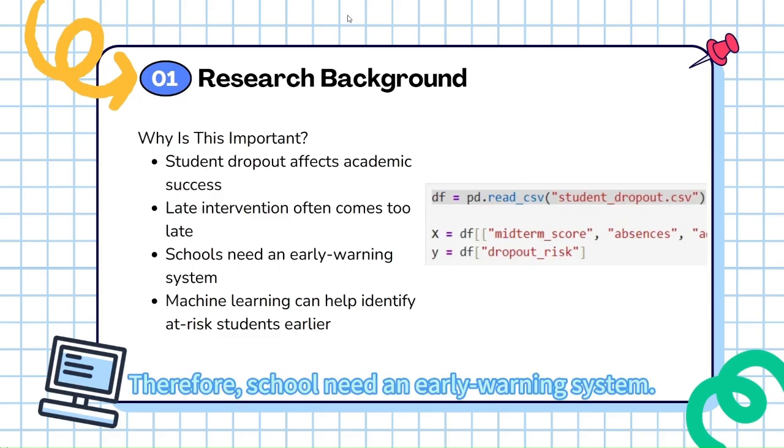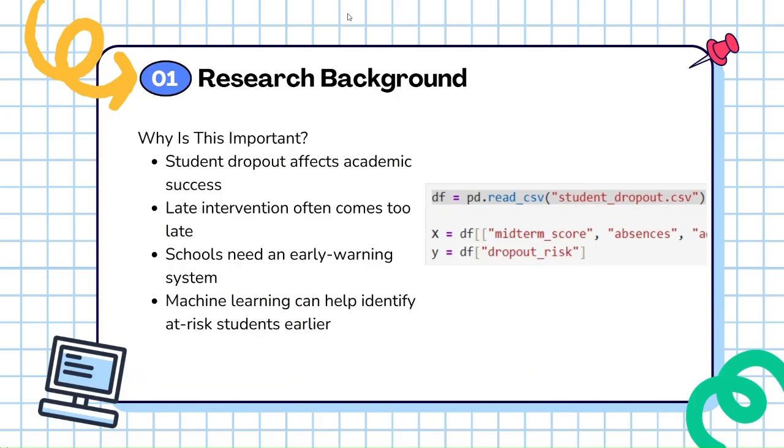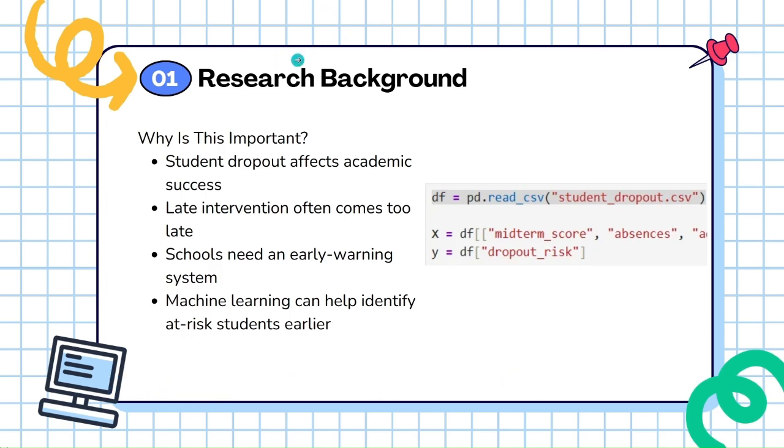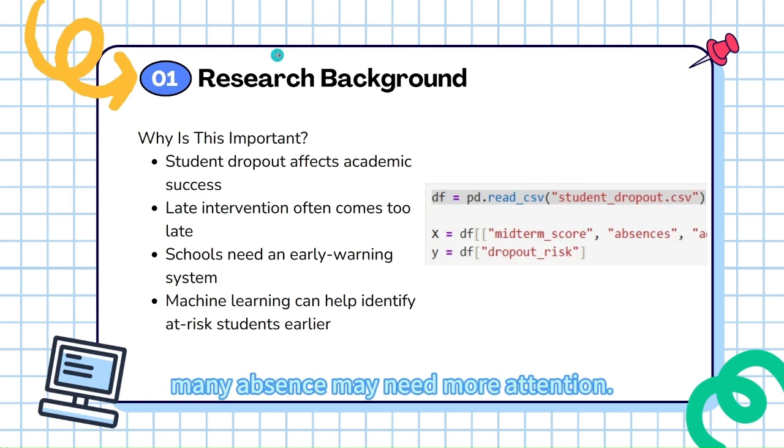Therefore, schools need an early warning system. Machine learning can help because it can use student data to identify possible risk patterns earlier. For example, a student with a low midterm score and many absences may need more attention.